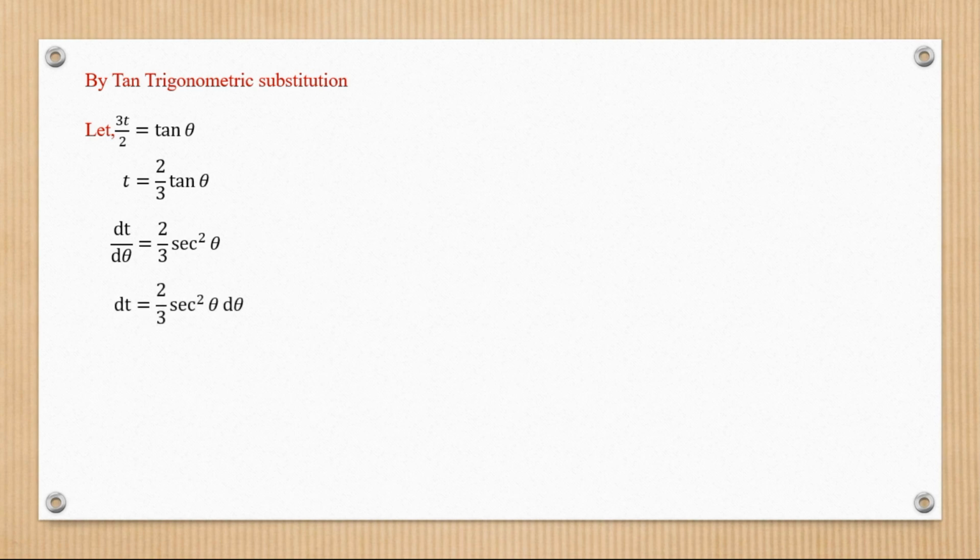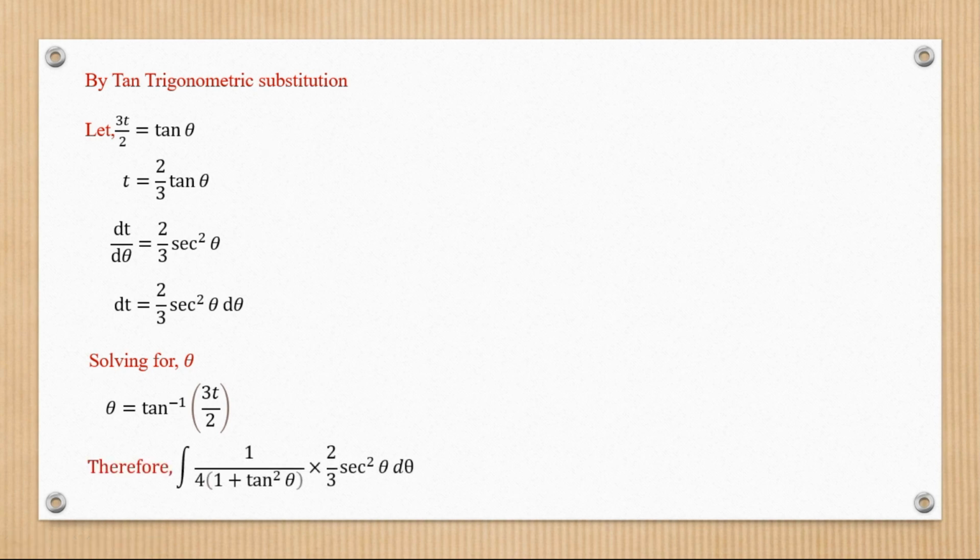So now by tan trigonometric substitution, we can say that 3t over 2 shall be equal to tan theta. Then let's make t the subject. t shall be equal to 2 over 3 tan theta. So if we differentiate that, dt by d theta shall be equal to 2 over 3 sec squared theta. So make dt the subject and dt shall be equal to 2 over 3 sec squared theta d theta. Then if we solve for theta from right here, we can see that theta shall be equal to tan inverse of 3t over 2.